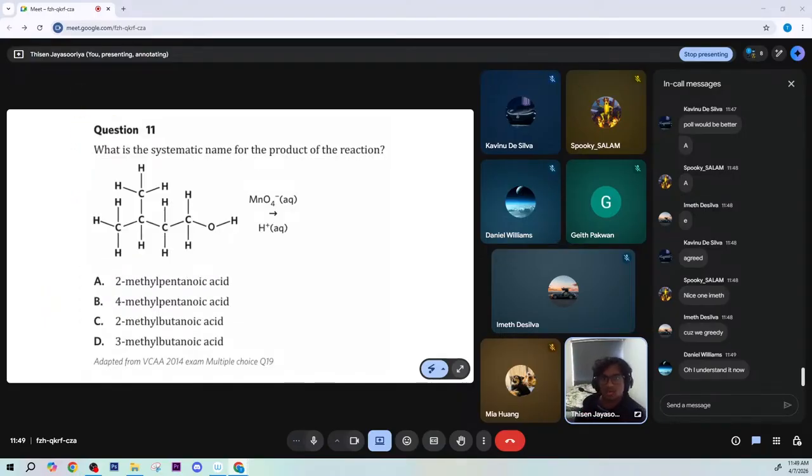Here, what is the systematic name for the product of the reaction? Is it 2-methyl pentanoic acid? Is it 4-methyl pentanoic acid? Is it 2-methyl butanoic acid? Or is it 3-methyl butanoic acid? A, B, C, or D?